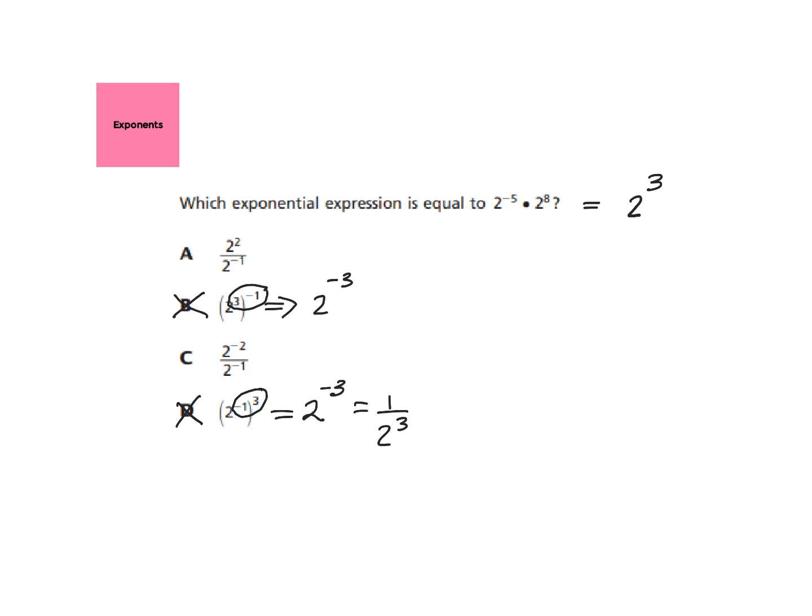Let's go to A, and our division rule tells us that we subtract these. Be careful with this one. So you're going to say they have the same base, and you subtract their exponents. So you do 2 minus negative 1. 2 minus negative 1 is really 3, so it's 2 to the third. So it is choice A. Okay, and that wraps up our assorted topics.